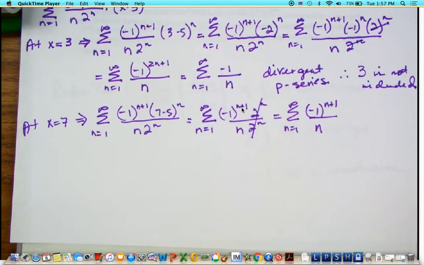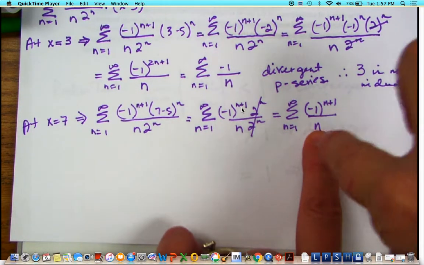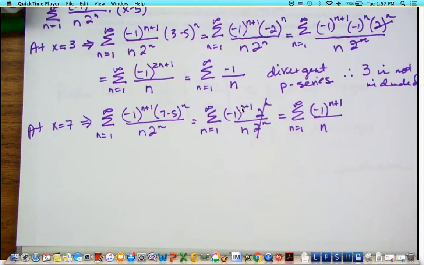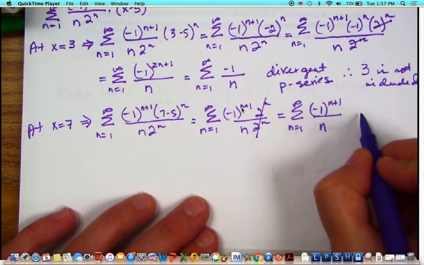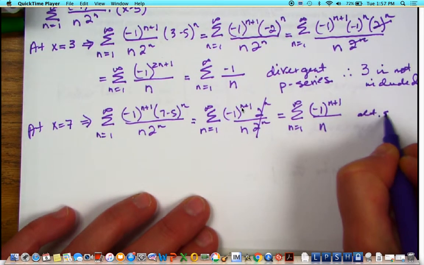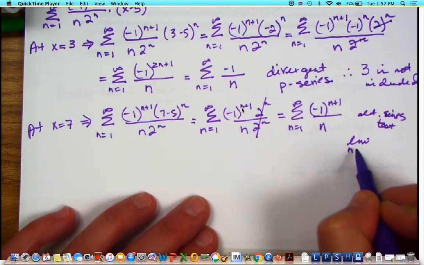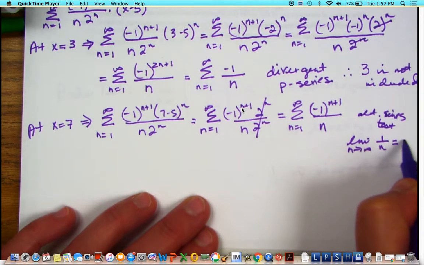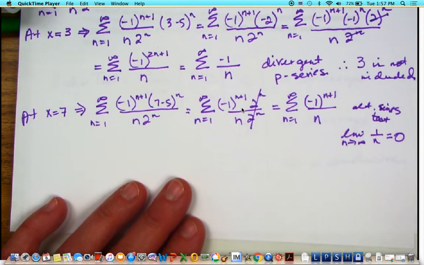Now what does this series do? It alternates, right? It alternates because the power goes from even to odd, even to odd, even to odd. So the series is going to alternate. Anytime a series alternates, I do the what? I do the alternating series test, right? So the alternating series test asks you to do the limit as n goes to infinity of 1 over n, and it asks if that equals 0. Does it?